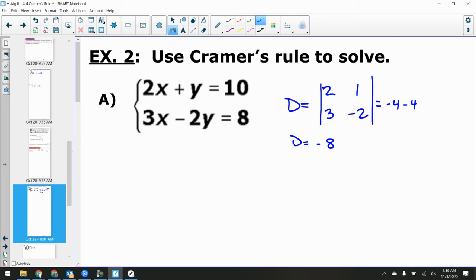That's prep work. How do I find my x coordinate? Well, I know I'm going to divide by D. Right? Okay, so what am I going to divide by D? Well, I'm going to find the determinant of, okay, from finding the x coordinate, I replace the x values with the constants. Everybody follow me there? I took 10 and 8. I removed 2 and 3 and made it 10 and 8.